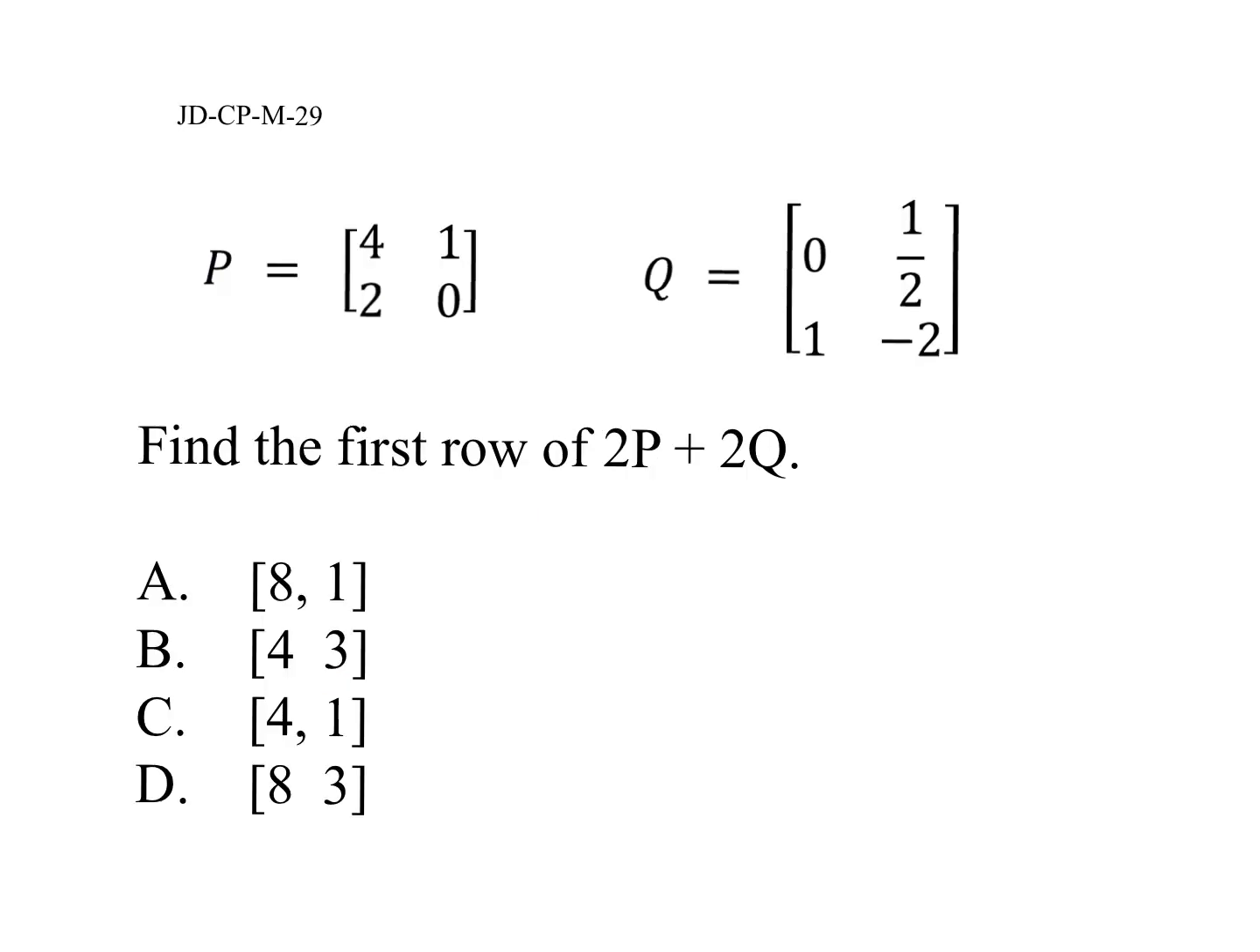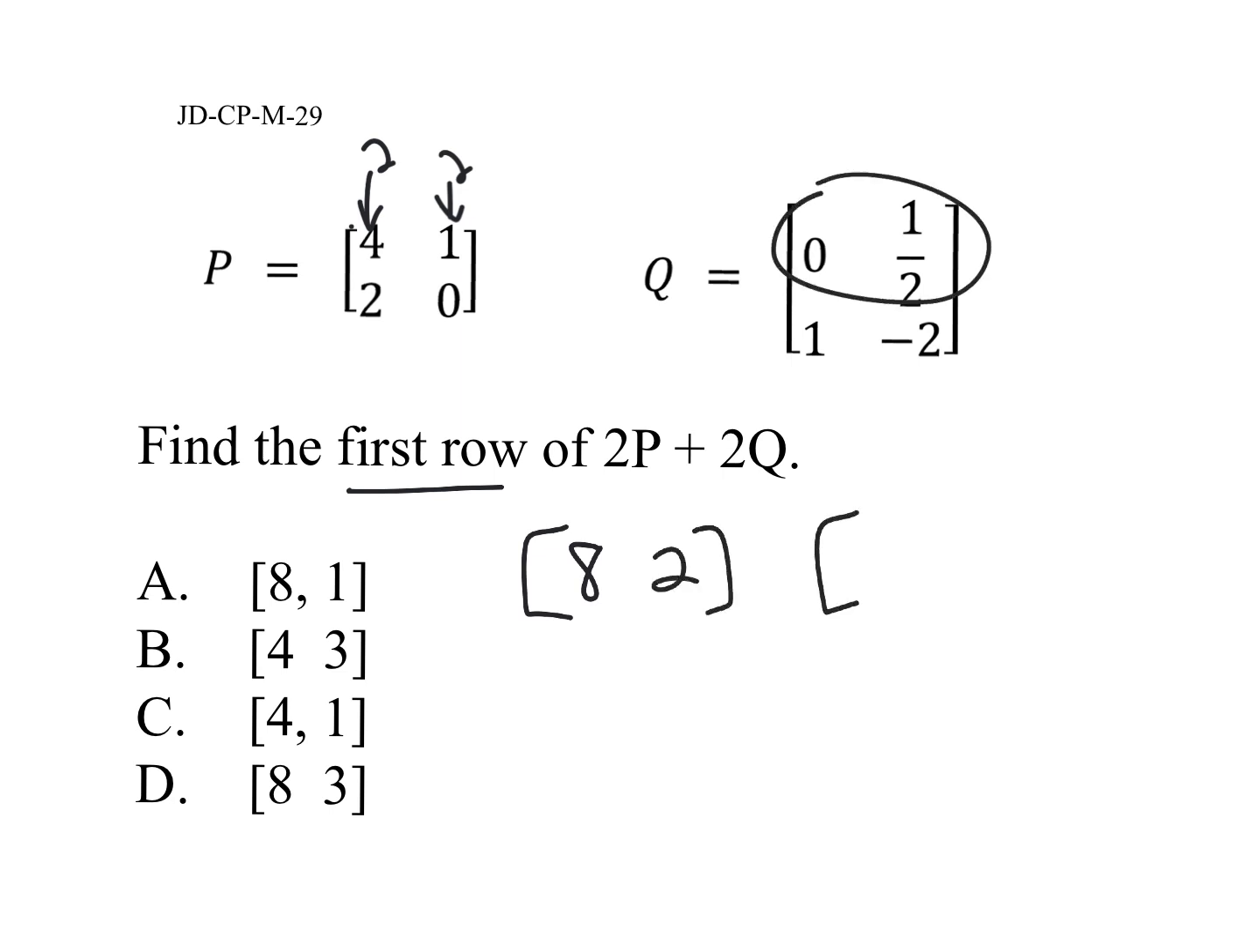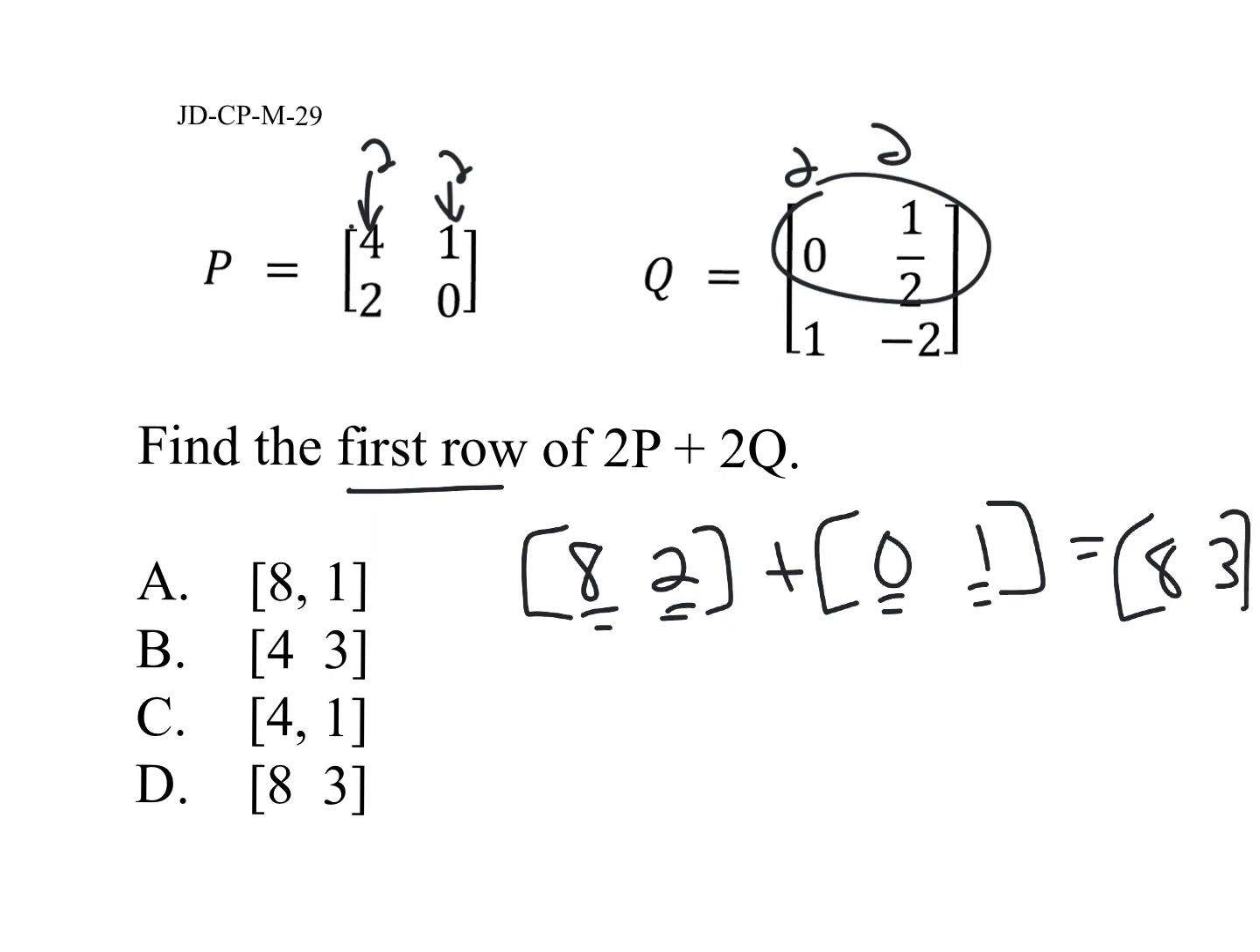29, they want us to find the first row of 2p plus 2q. So the first row, we're just looking at the top rows on these things. 2p means we're going to multiply these by 2. So basically our top row here would be 8, 2. The top row over here, if we double those, would be 0, 1. And then if we're adding those together, 8 plus 0 is 8. And 2 plus 1 is 3. So 8, 3 would be it. And that would be choice D.